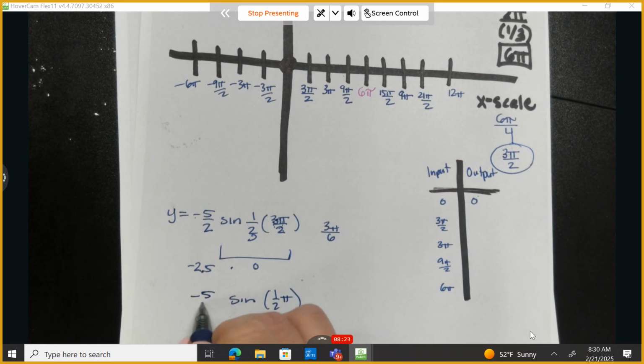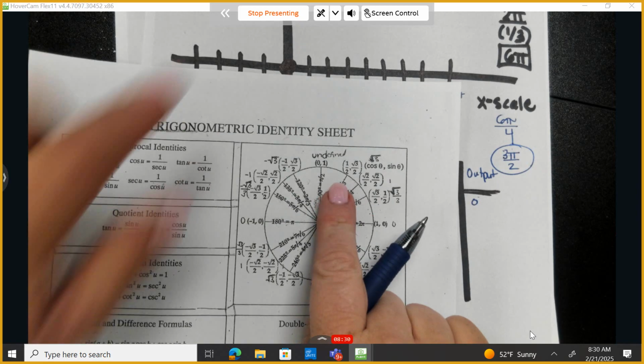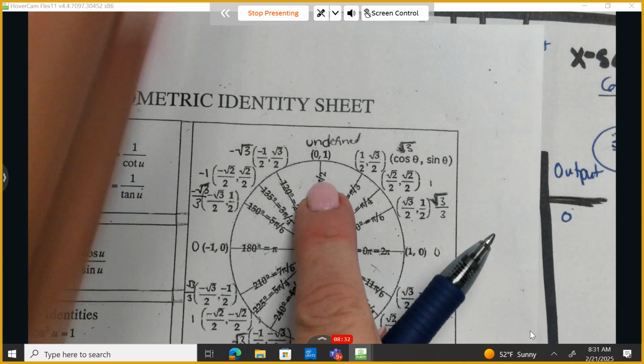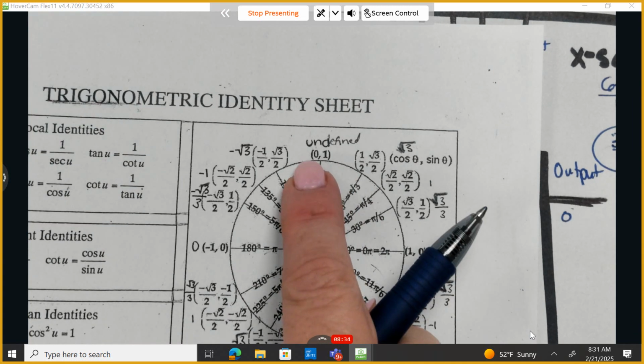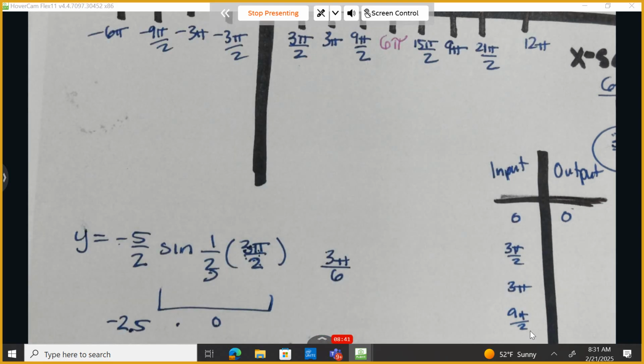So I want to know, if I come over here, what is the sine at 1/2 pi? So can everybody please go on your unit circle? 1/2 pi is the same as pi divided by 2. So here is where pi divided by 2 is. And I want to know, what is the sine? The first number is cosine. The second number is sine. So the value is 1. So I come back here.